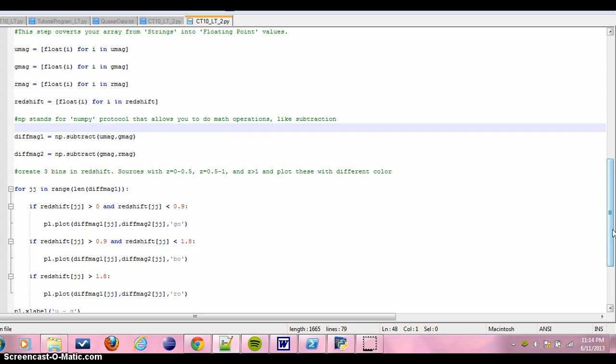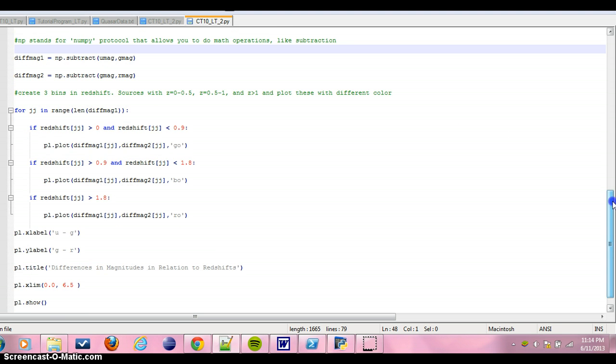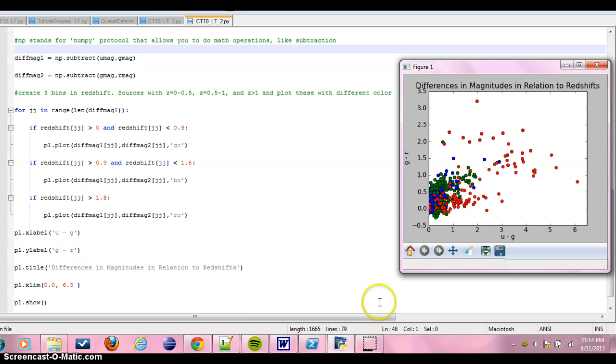Then, I subtracted the magnitude values, and using a code here, I plotted different ranges of redshifts in different colors. 0 to 0.9 was green, 0.9 to 1.8 was blue, and anything over 1.8 was red. And I obtained this graph here.